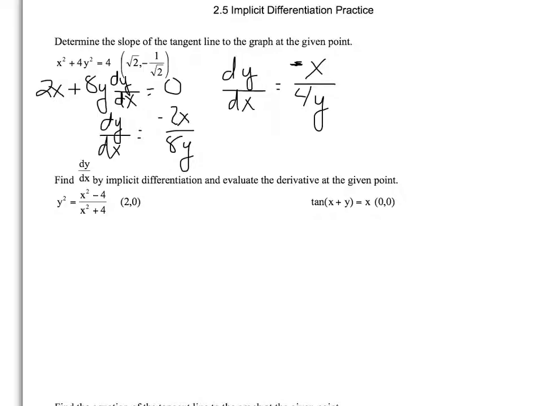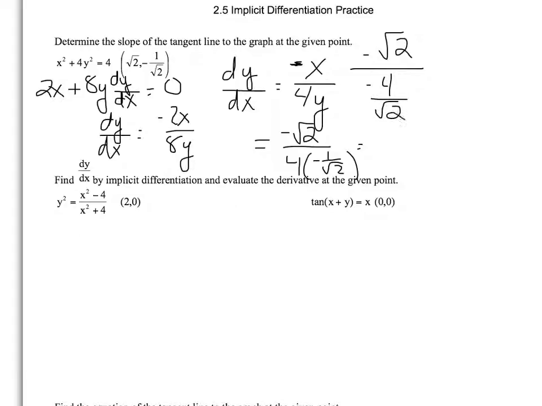Now, just like every other time that we found a slope, we have to plug in our point. However, instead of just plugging in the x value like we're used to doing, we have to plug in the x and the y, because the implicit differentiation problem leaves us with an x and a y value. So plugging in the x and the y, it's going to be negative radical 2 over 4 times negative 1 over radical 2. That numerator is just negative radical 2. In the denominator, we have negative 4 over radical 2.